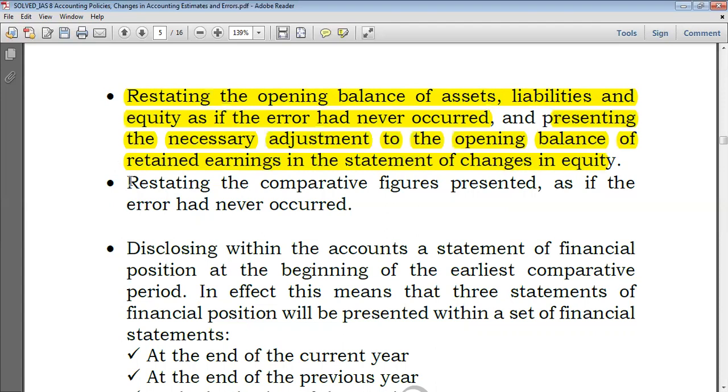Another thing, restating comparative figures presented as if the error had never occurred. Just like in the prior period errors, just like in the accounting estimates, we also say that we have to restate these comparative figures here.